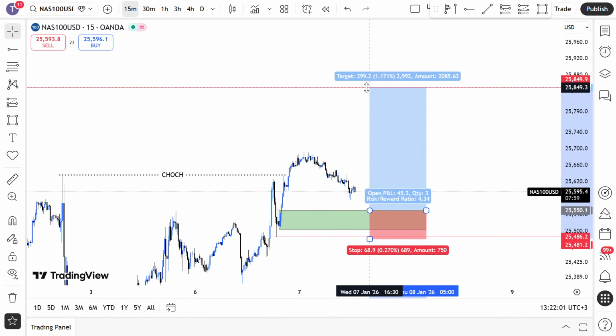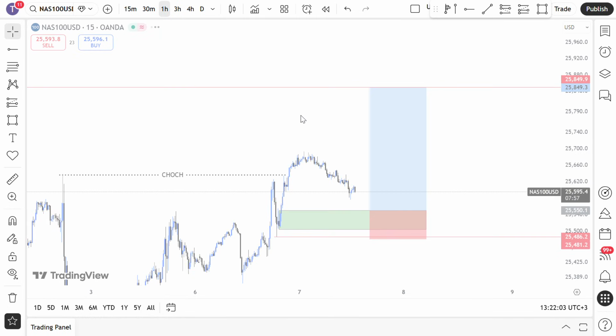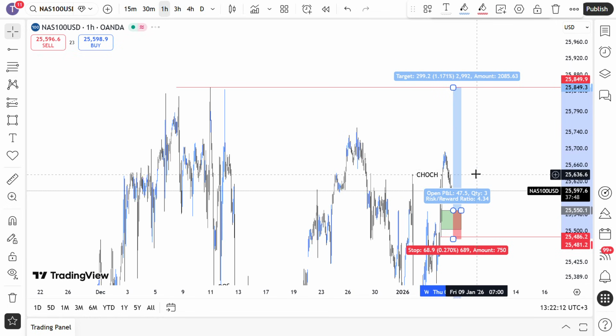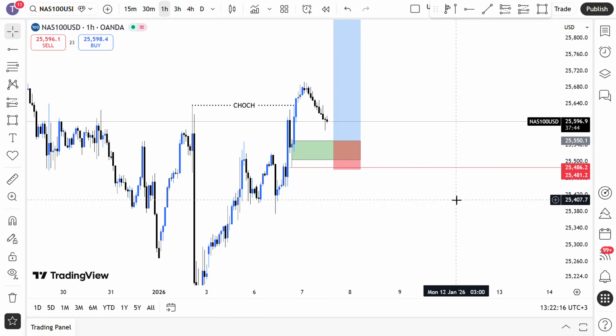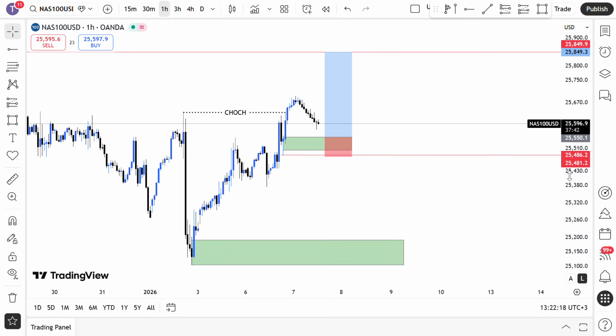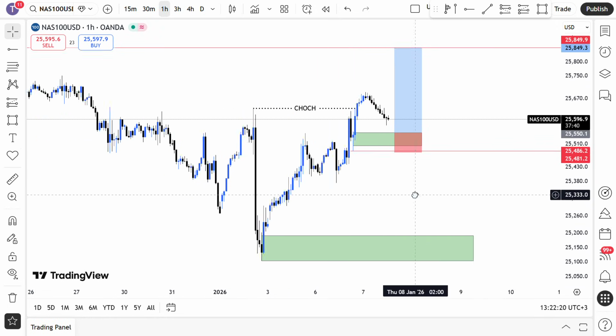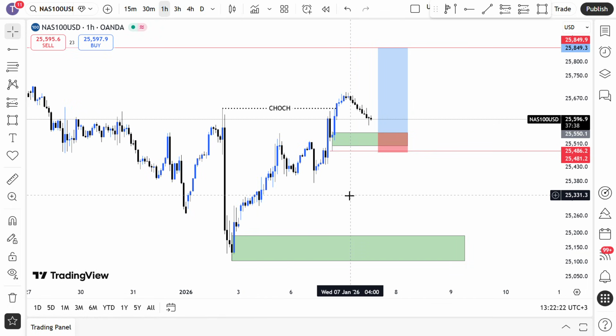At least I've tried to mark for you guys the points of interest where I expect the price to be reacting from. And I think we will wait for those levels and see what the price will be doing so that we can react with how the price reacts. So that is my view on NAS 100.